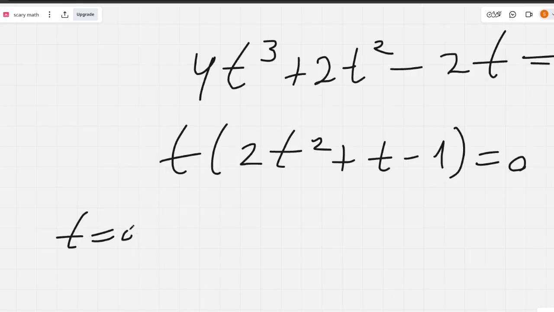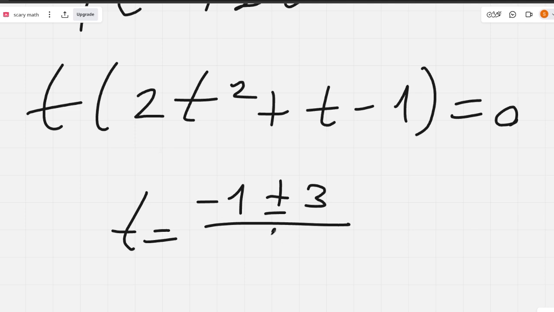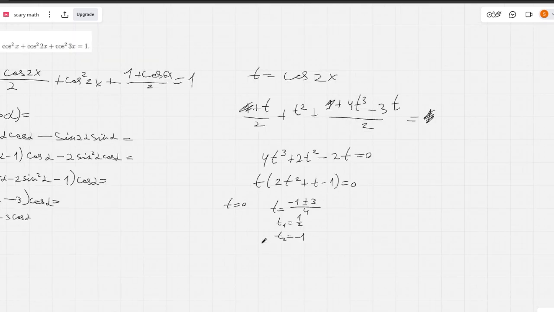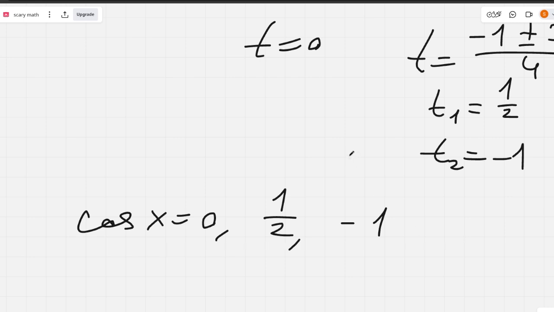Now here t is equal to 0, and here with the quadratic formula, t is equal to negative 1 plus or minus the root of 9, which is 3, over 4. So t1 is going to be 1/2 and t2 is going to be negative 1. So we've got 3 roots for t. Now recall that t is cosine of 2x, so cosine of 2x is equal to 0, 1/2, and negative 1, and we need to find solutions for all of this.